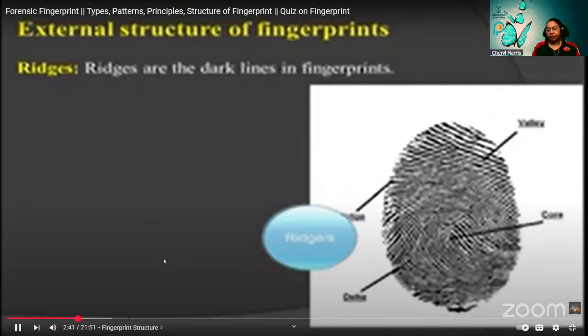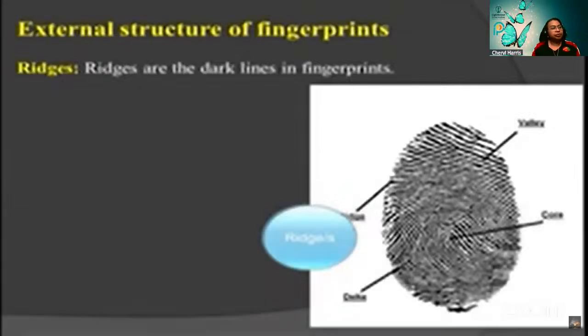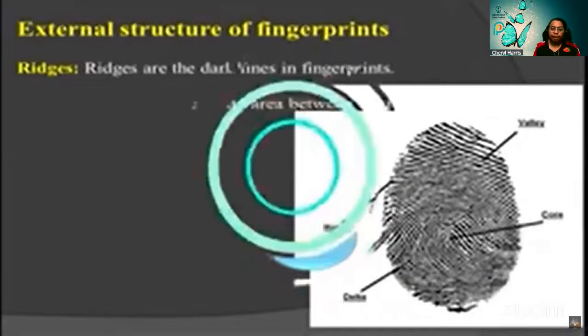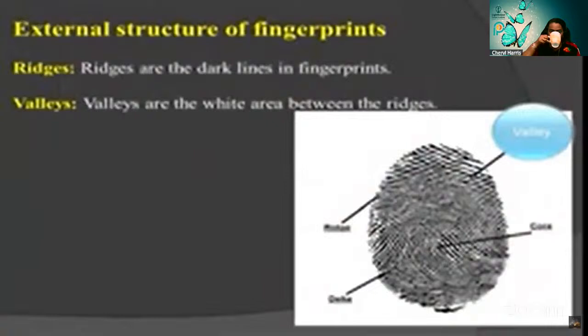The lines which you have on your fingerprint are called ridges. Now we do have valleys. Valleys are the white area between the ridges. Whenever you see any space between your ridges, that is called a valley. You can also look at the picture, where it has been labeled. The space between the ridges is called a valley.